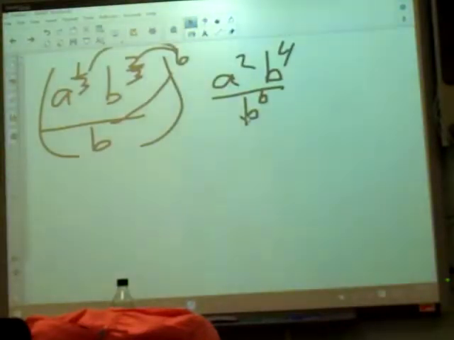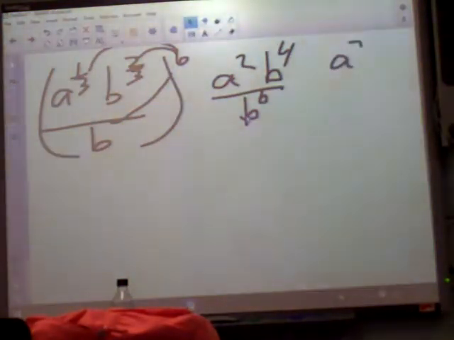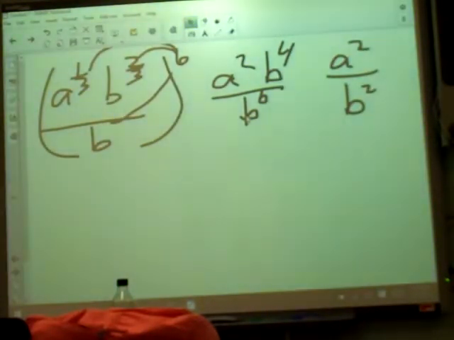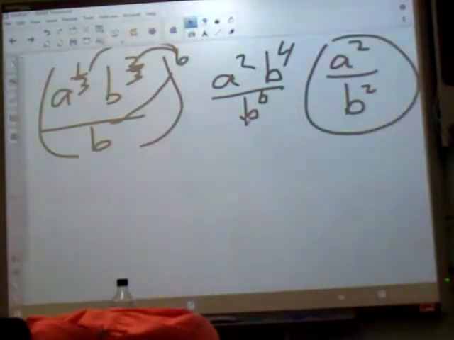Now, we're not done on this one. What do you see that you can still simplify there? The b's, you got it. That's division with those b's. So 4 minus 6 is -2. Since it's a -2, where do you think we're going to put it? Good job. On the bottom, and make it positive.